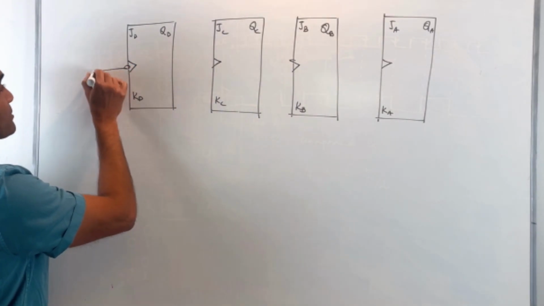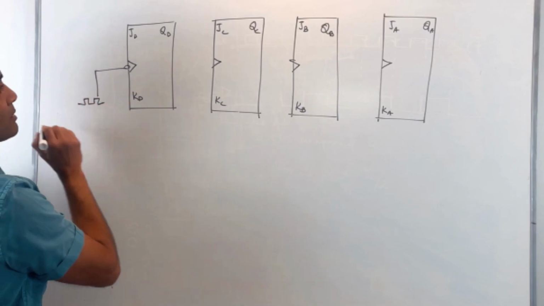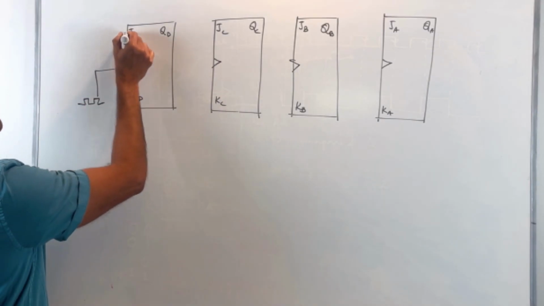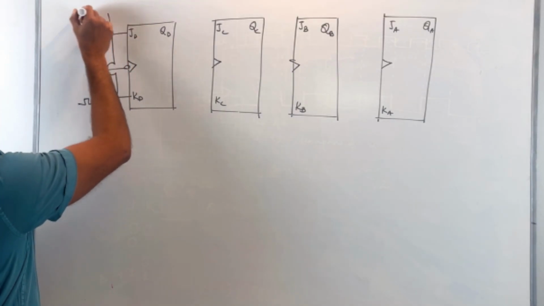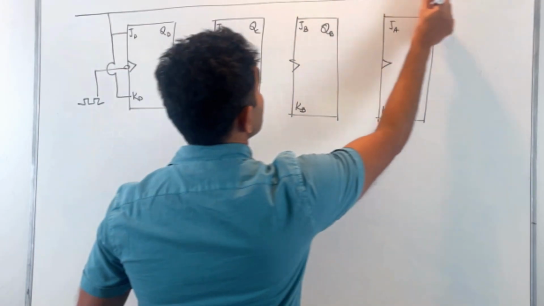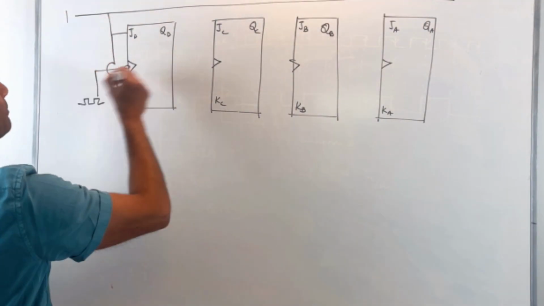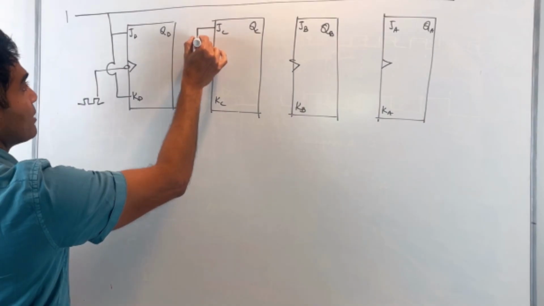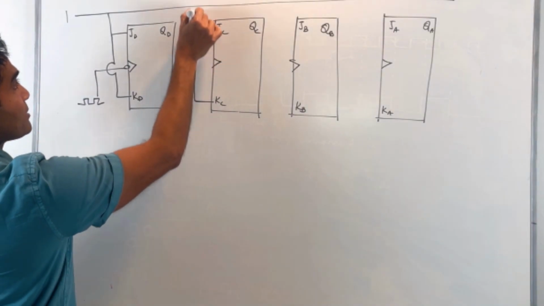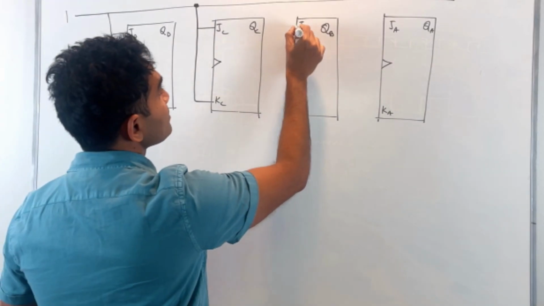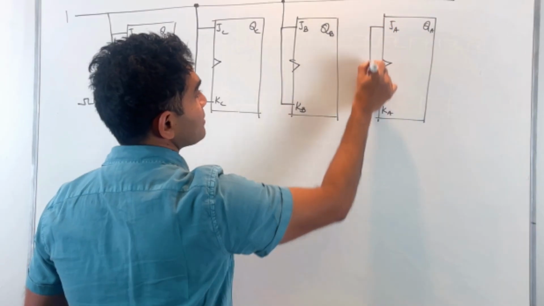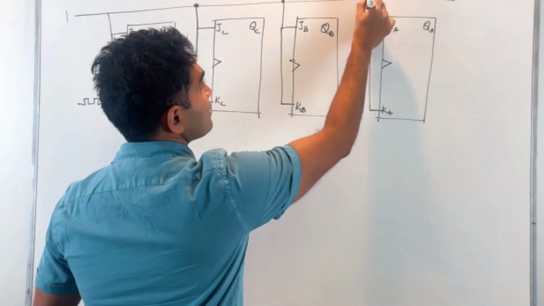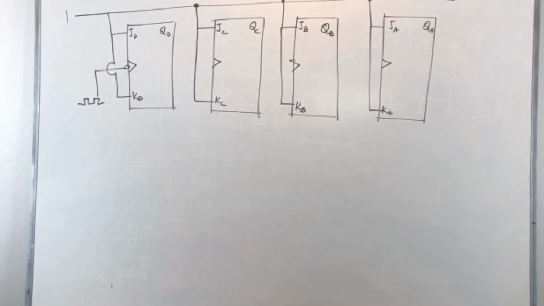So I'm applying the master clock here. And I'm tying each of these flip-flops to the toggle state, as in I'm tying all of them to a value of 1. That means each of my flip-flops is configured to be in the toggle state.